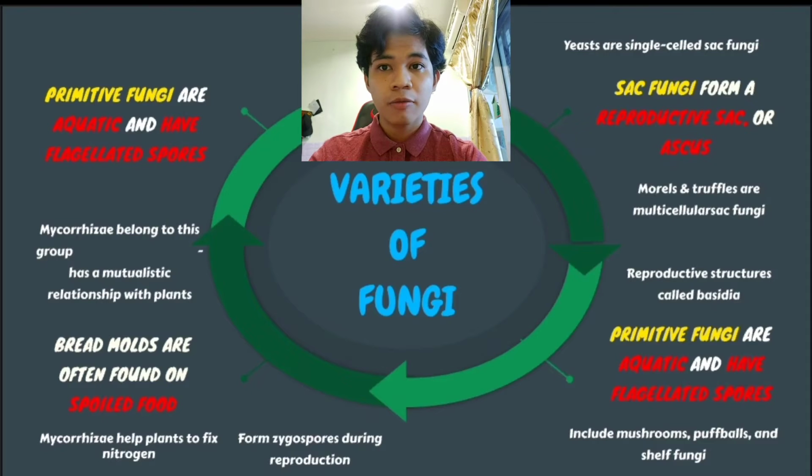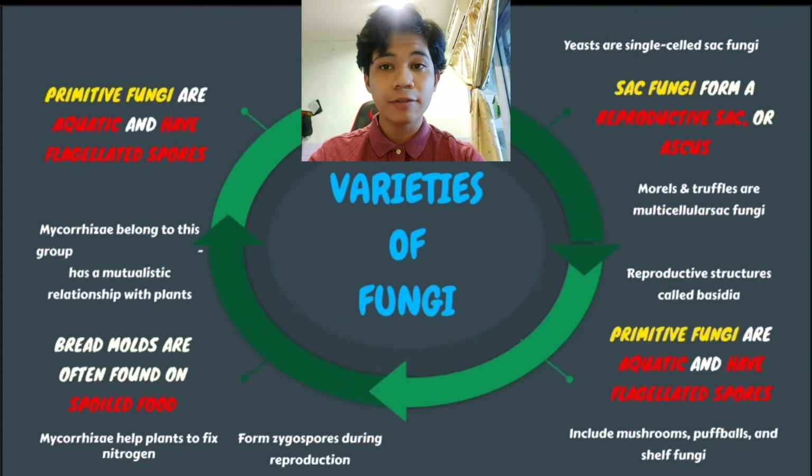For a start, primitive fungi are only aquatic and have flagellated spores. Another group is the sac fungi, which form asci. Examples are yeast, which are single-celled sac fungi, while morels and truffles are multicellular sac fungi. This is because many sac fungi are sac-shaped or have cup-shaped indentations. Sac fungi include morels, which are prized for their tastiness, and most cup fungi, also known for their scarlet cups.